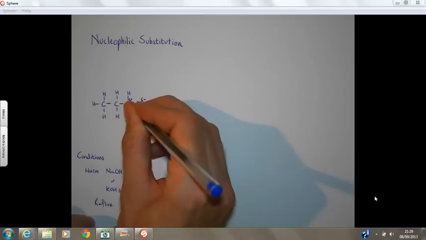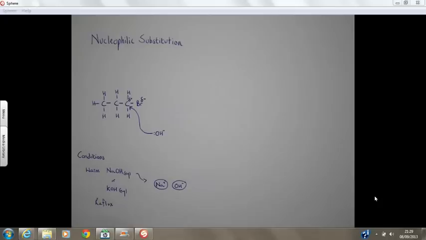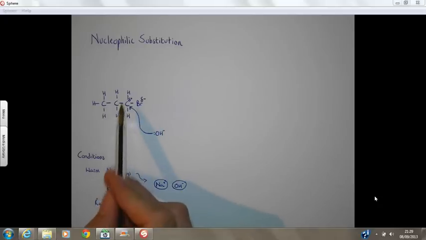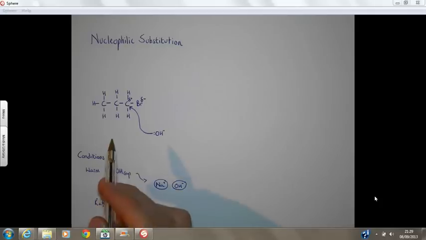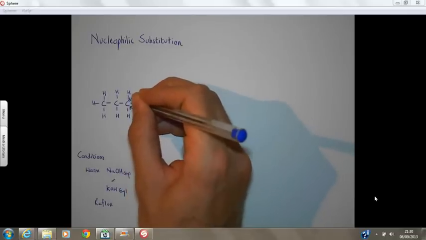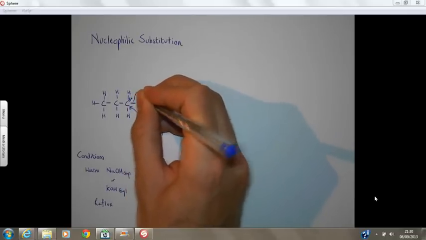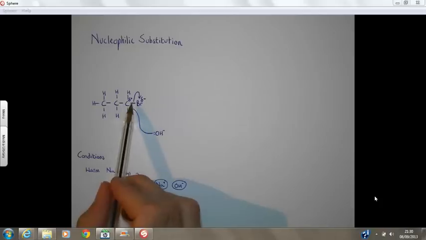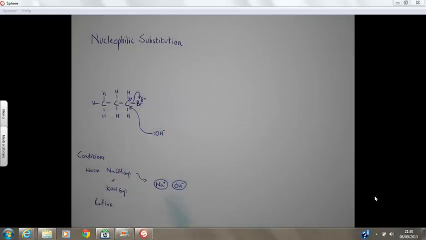Obviously electrons are negatively charged, and so they're going to be drawn to this positive centre here, and they're going to attack there, and as they attack they form a chemical bond. In the process of forming this chemical bond, the carbon now has 5 bonds unless something else happens, and something else does happen. The carbon-bromine bond breaks. The electrons in that bond now go completely onto the bromine and the bond breaks.